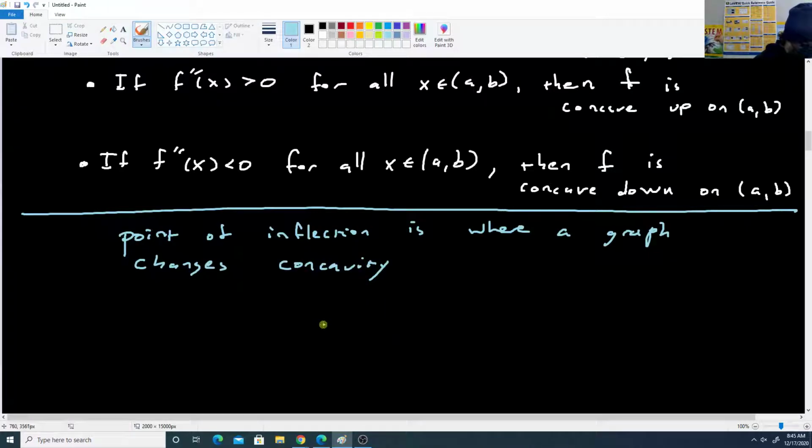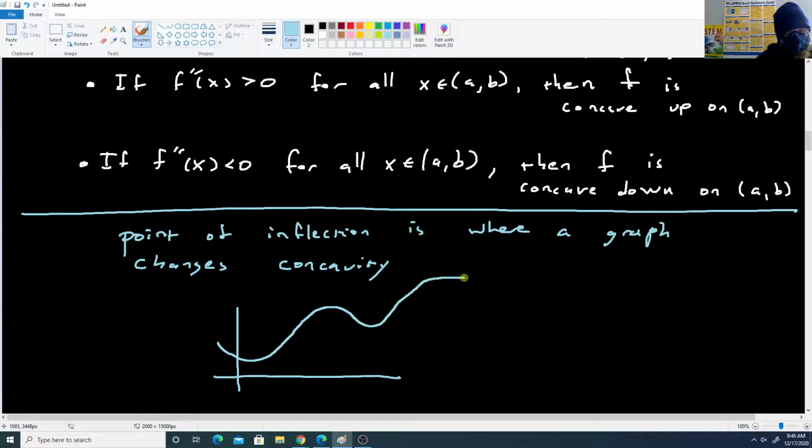So the first thing we're going to do is try to go through and identify points of inflection, which they also call inflection points. So let's say we had a graph that looked like this. And we wanted to approximate where the points of inflection are, or we could say approximate where inflection points are.